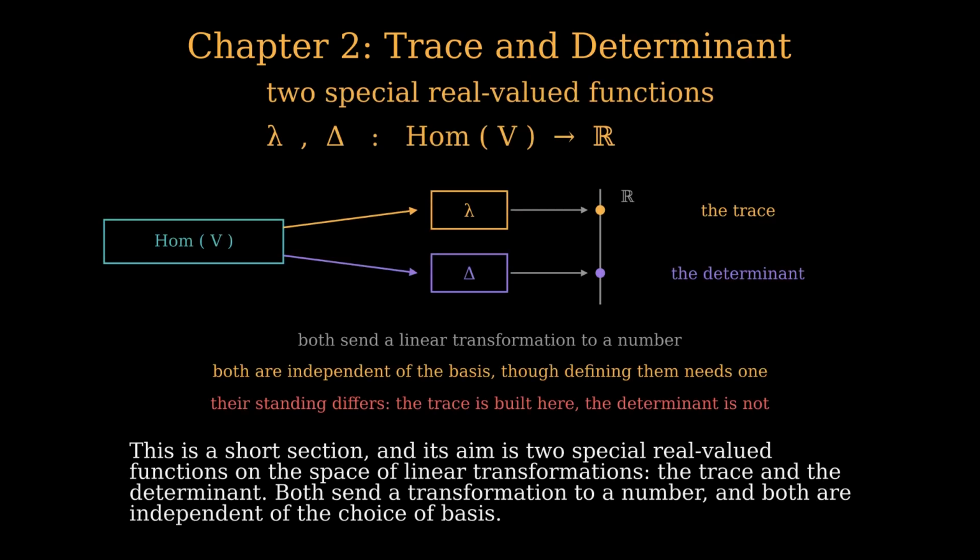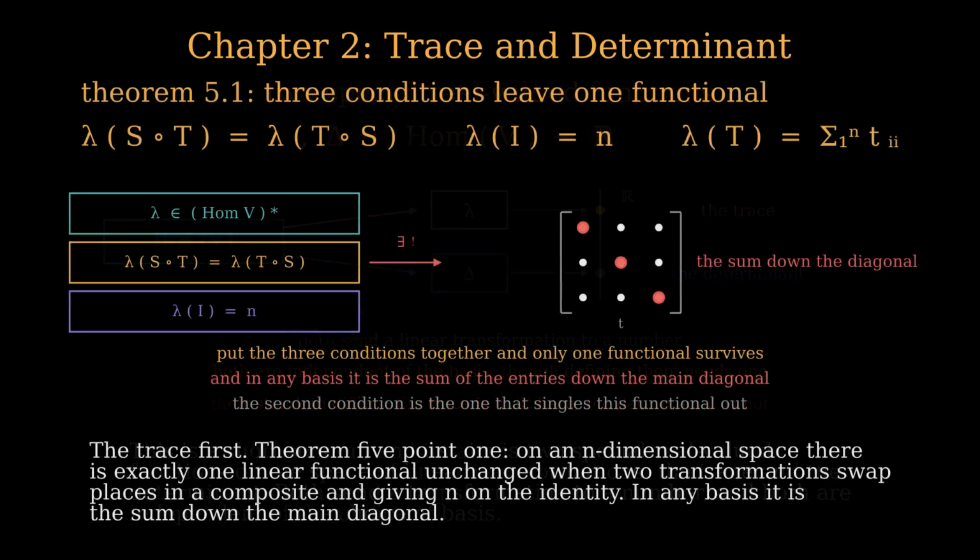This is a short section, and its aim is two special real-valued functions on the space of linear transformations, the trace and the determinant. Both send a transformation to a number, and both are independent of the choice of basis.